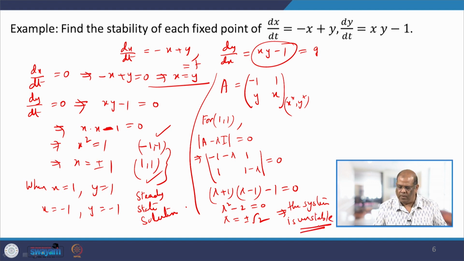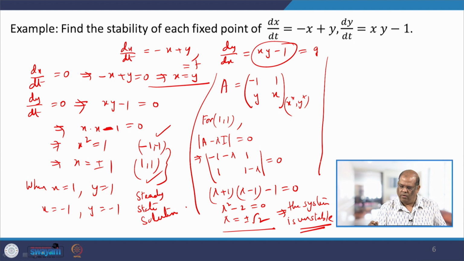At this point, I must notify you that there are other classifications also, which we will be coming to in my next lectures. For the time being, you just need to know whether the eigenvalues are negative or positive. If both of them are negative, then the system is stable. If that criterion is not satisfied, that is, if one of them is positive and another is negative, or both are positive, then the system is unstable.